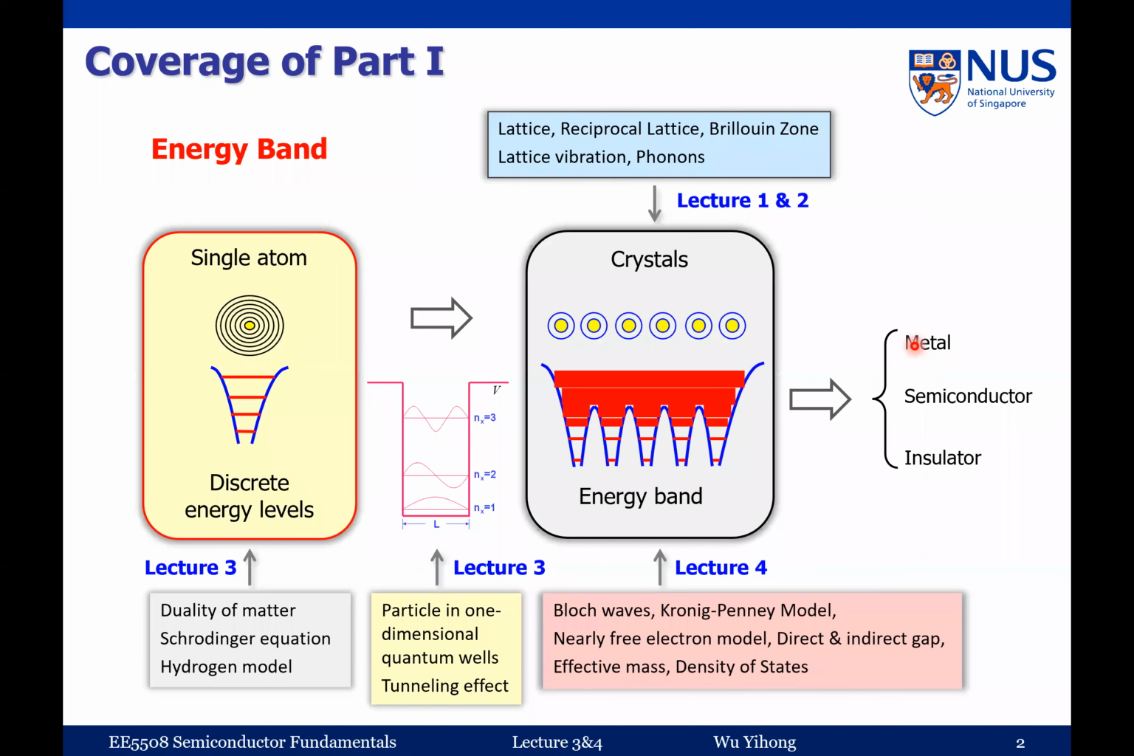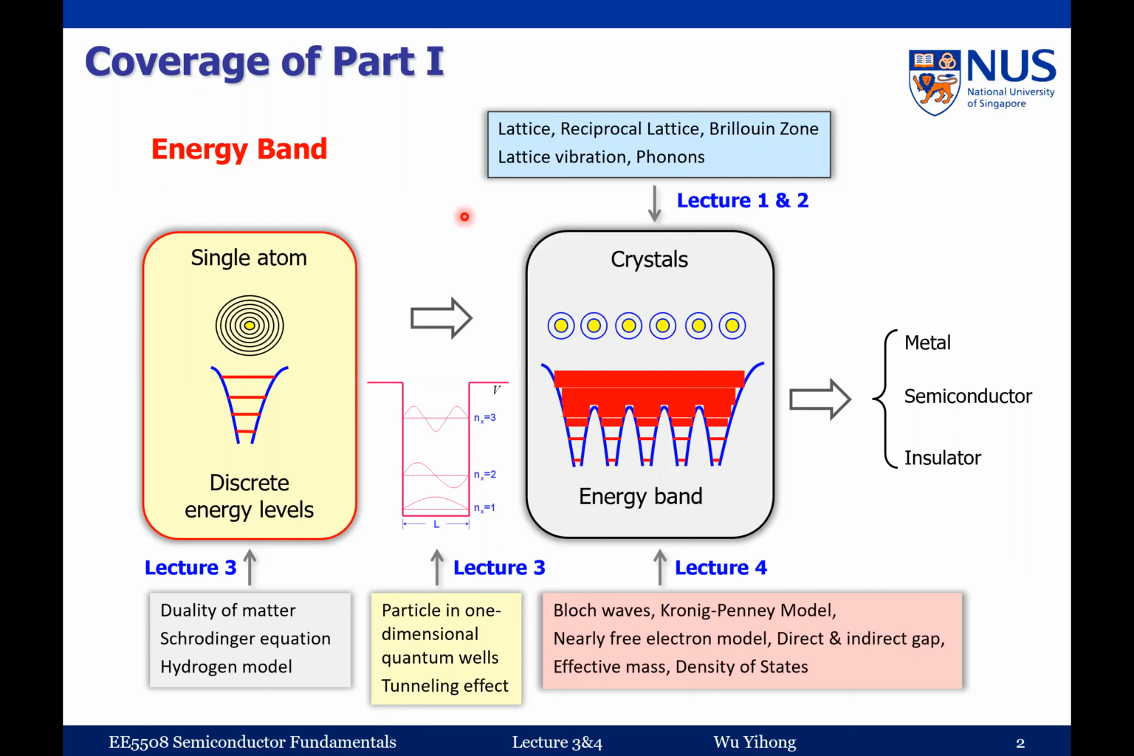So in lecture 1 and lecture 2, we talked about the lattice and also lattice vibration. And then we introduced a few important concepts such as reciprocal lattice, Brillouin zone, and phonon. In lecture 1 and lecture 2, we didn't touch on electrons. From lecture 3 onwards, we'll focus more on electronic properties of semiconductors.